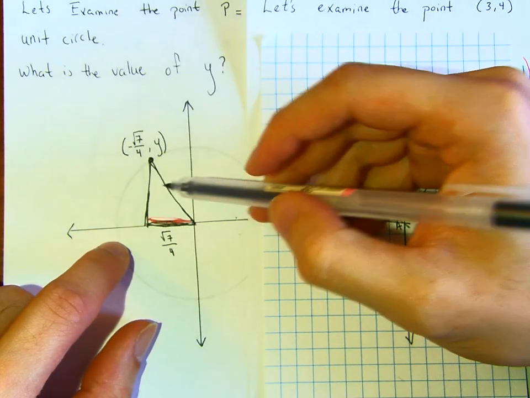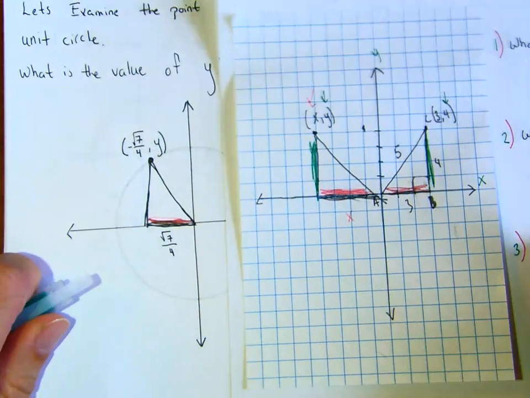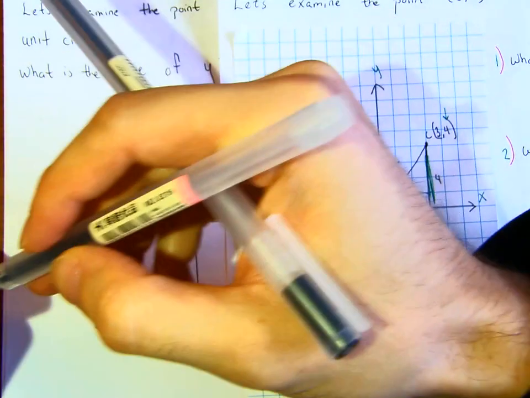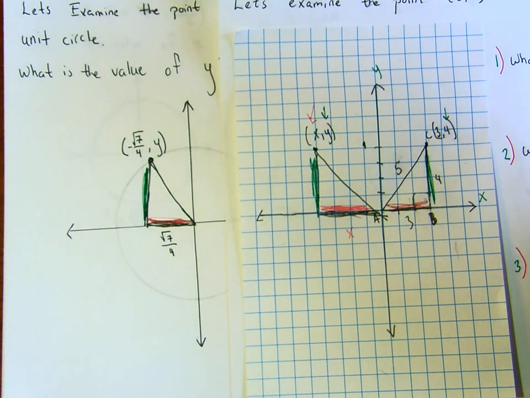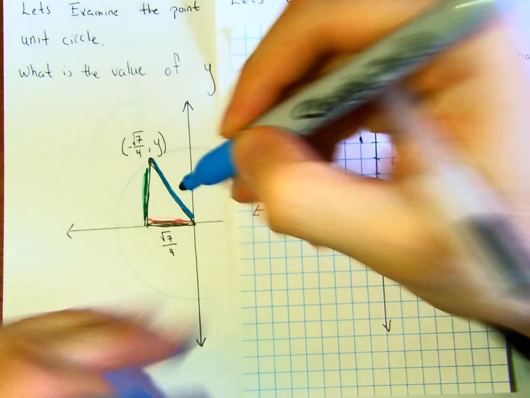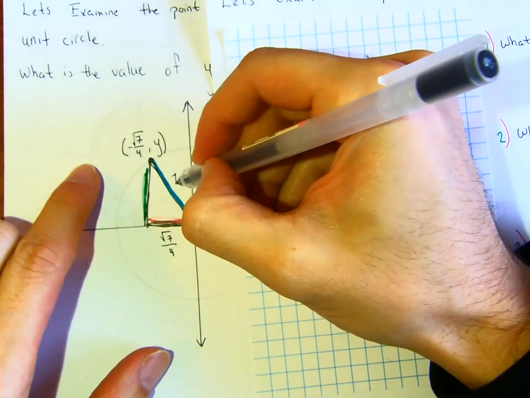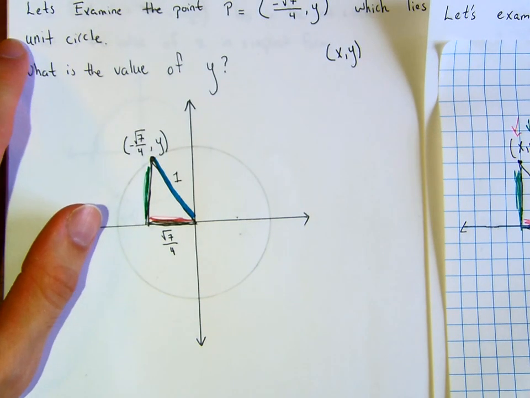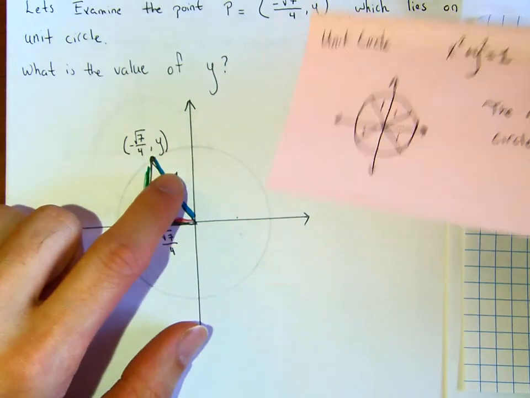Do we know the distance from here to here, which represents the y value? We don't know this distance at all. So this is what we're trying to find. And do we actually know what this distance is over here, from here to here? Yes, we do. The distance from here to here has to be 1 because we're on the unit circle. Remember, anywhere on the unit circle, the distance from the center to any point on the circle will be 1.